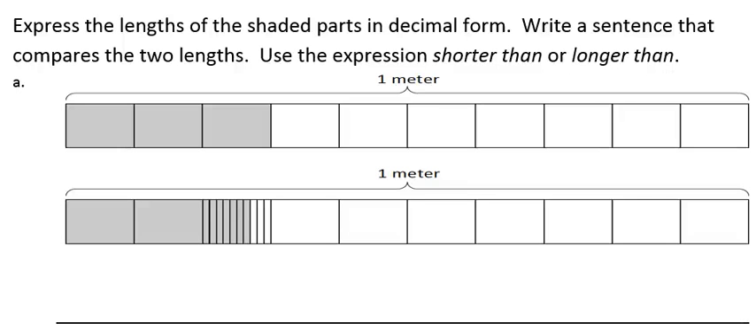This tutorial is for 4th grade, Module 6, Lesson 9. In this lesson, we're going to use tape diagrams to help us compare decimal lengths. The directions say express the lengths of the shaded parts in decimal form. Write a sentence that compares the two lengths. We'll use the expression shorter than or longer than.